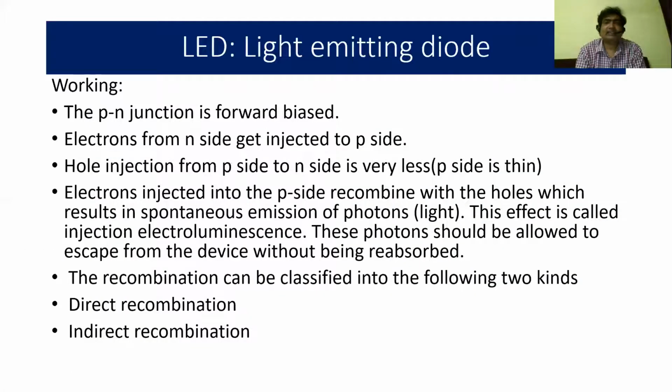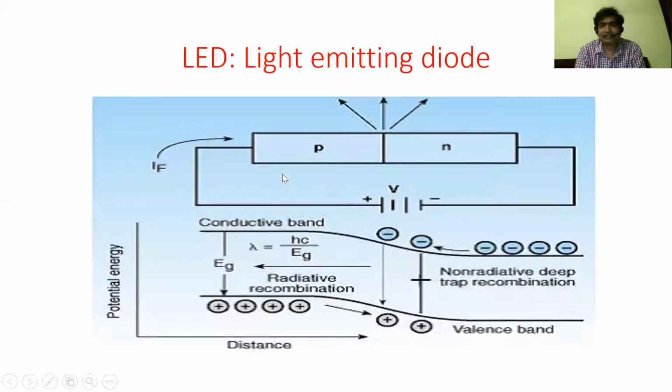Let us see the working of a LED. The PN junction is forward biased. First of all, this is the P region, this is the N region. This P region is connected to the battery positive terminal, this N region is connected to the battery negative terminal. This type of biasing condition is called forward biasing condition. When we apply a certain amount of forward voltage, what happens? The negative terminal pushes the majority charge carriers, electrons, towards the junction. Similarly, the positive terminal repels the holes, which are the majority charge carriers in the P region.